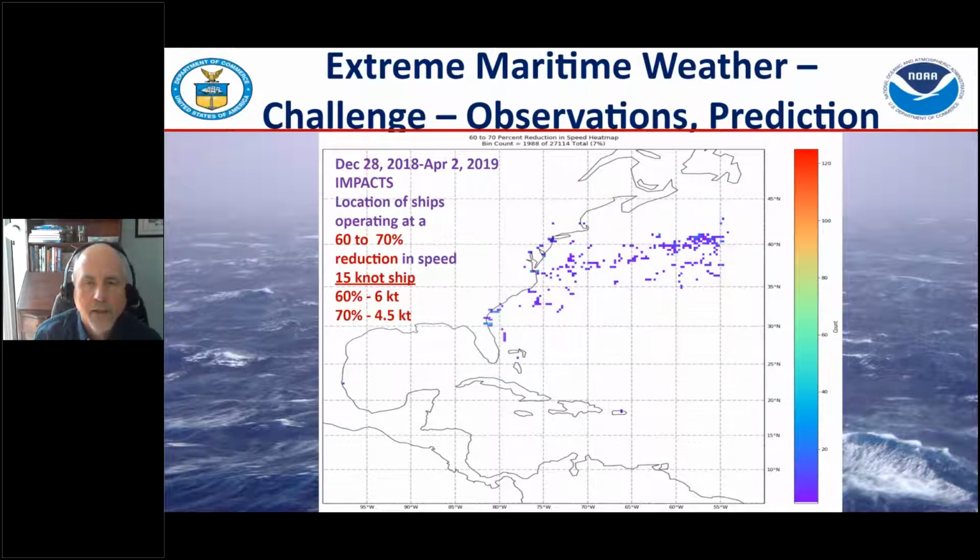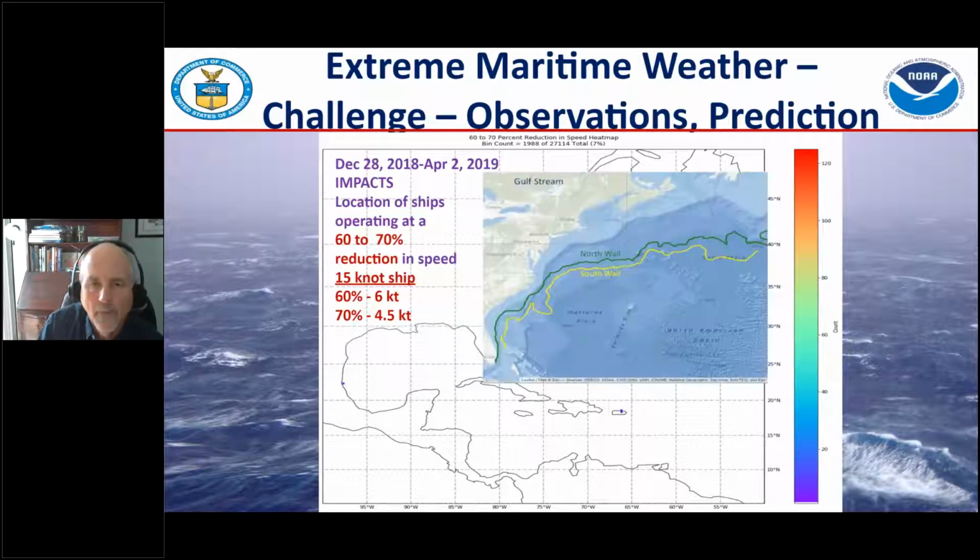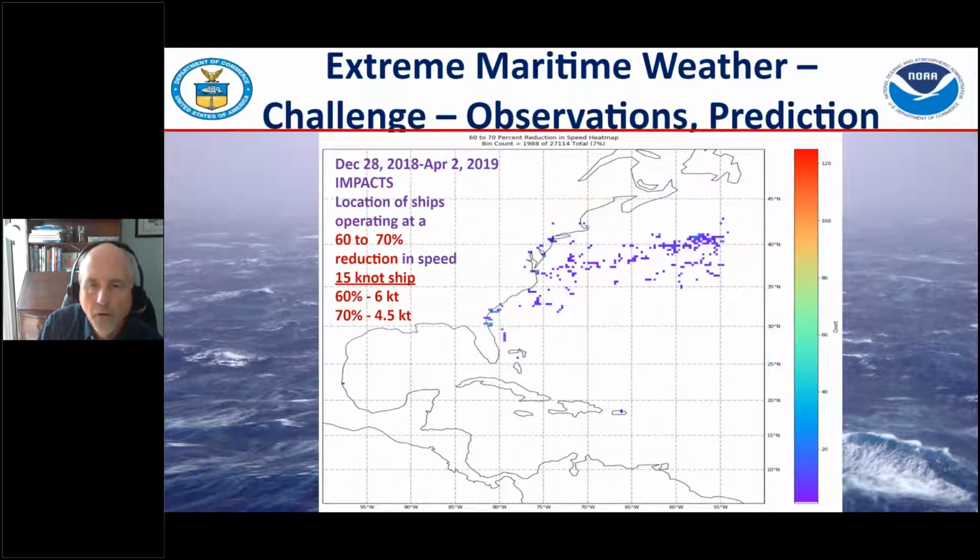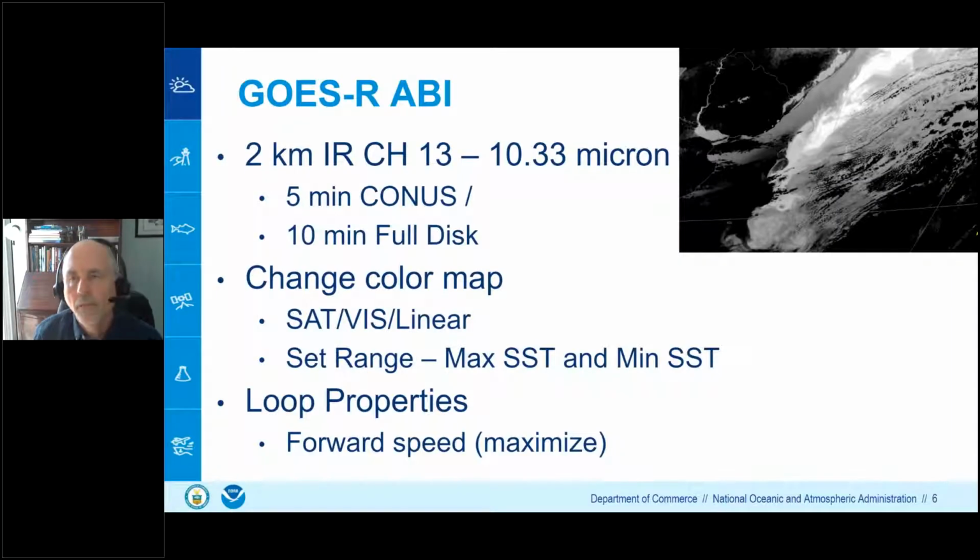So that's basically where we observed ships slowing significantly when they were passing through the Gulf Stream. So it marries up very well with the stream, and even with the Gulf Stream farther out. So another significance of an ocean feature having an impact on weather. Okay, so now the fun part.